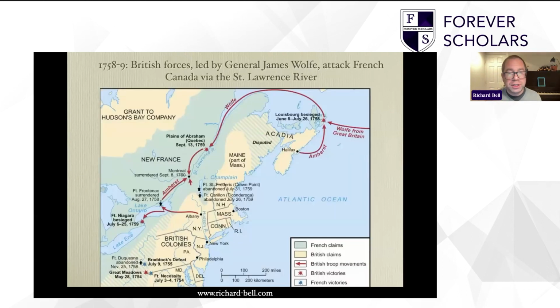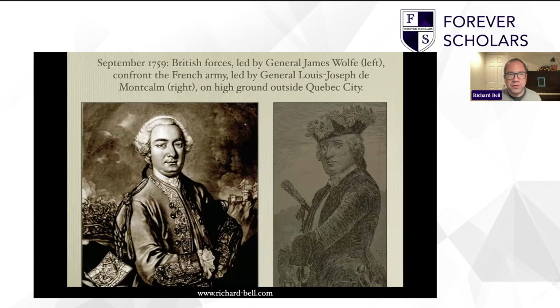Seizing that advantage, the British now chase the French back into French Canada, and the British attack Quebec City in 1759. The British general, James Wolfe, you can see him on the left, leads his army into a winner-take-all battle with the French army, which is still led by General Montcalm. The battle takes place on a piece of high ground just outside the walls of Quebec City. After a firefight there that lasts only half an hour, the French retreat.